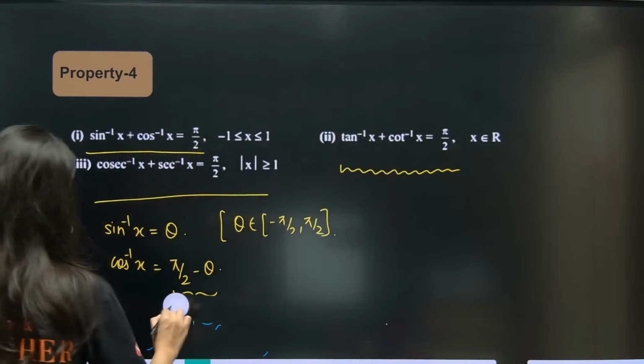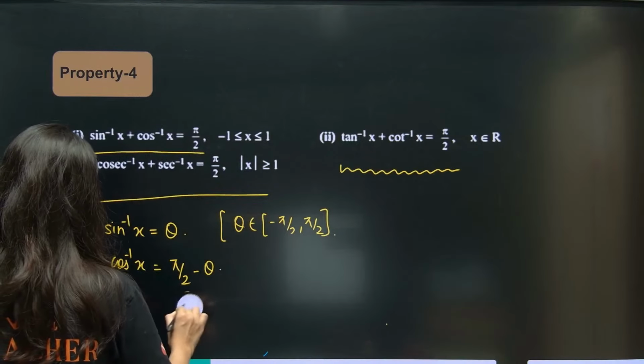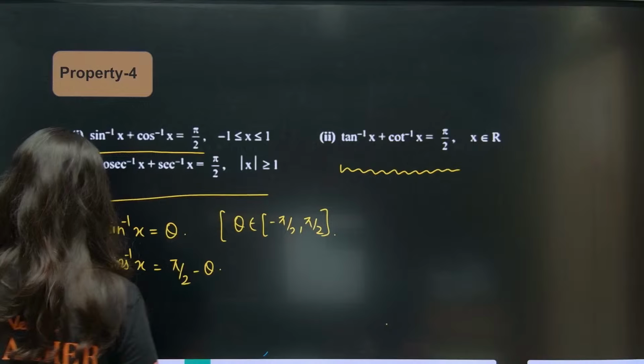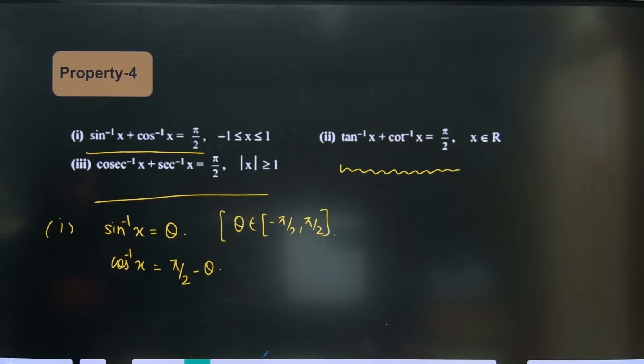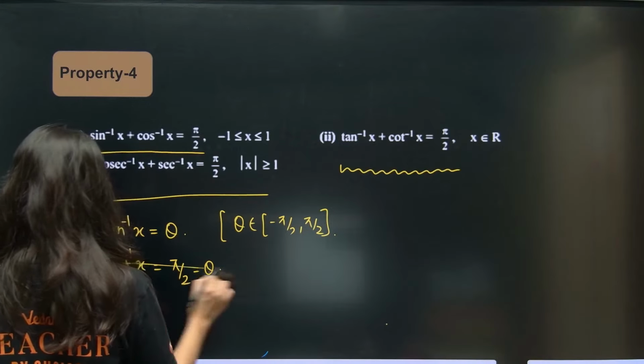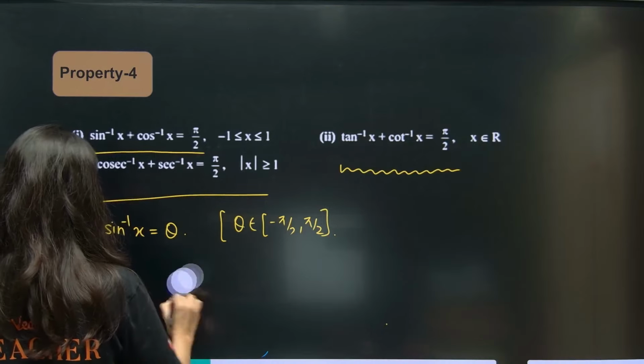Cos inverse x is pi by 2 minus theta. Oops, I think it has got proved. No need to do this also. I think it is very easy.